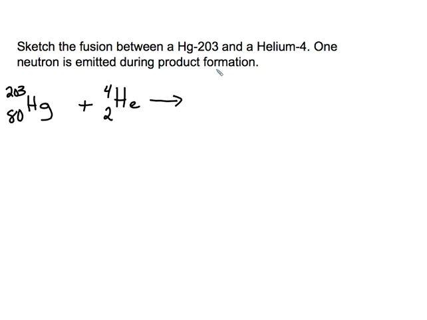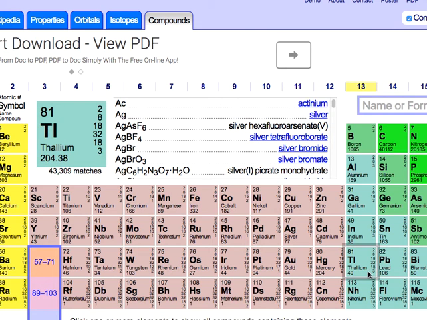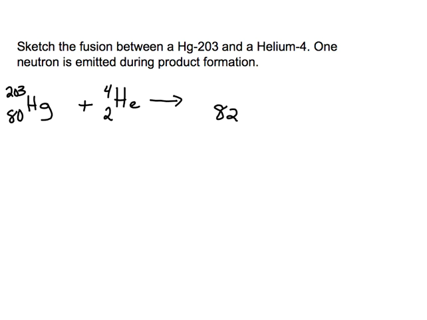Now this one has a little bit of a twist to it because it says one neutron is emitted during product formation. All right, so our new species is going to have 80 plus 2 protons, so we can write that right there. All right, we can look up and see what number 82 is. All right, so we find 82, that's lead. So we know it's going to be lead, so we'll write lead down. So anyway, and then we also know, before we do the mass number, we know that one neutron is going to be produced. Okay, and so a neutron, remember, has a mass number of 1, but it doesn't have any protons in it.